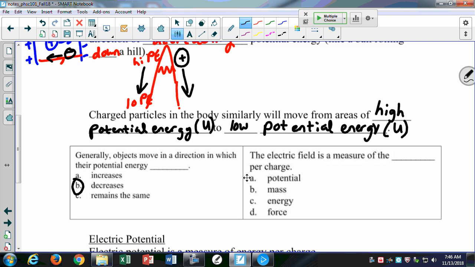No, let's not do that question. I don't like that at all. Oh no, never mind. I didn't read the whole thing. The electric field is a measure of what per charge?